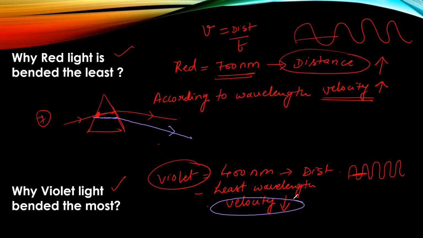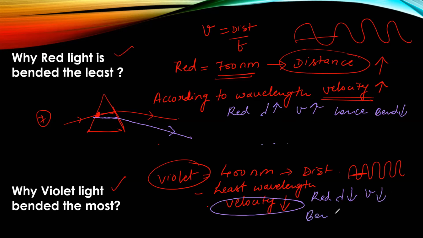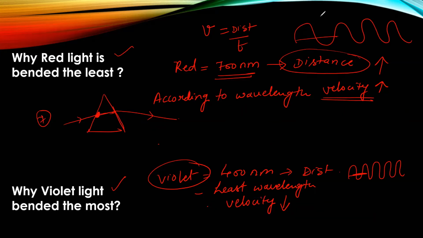You just need to remember, if the question comes, as red light has more wavelength, velocity will be more, hence bending would be less. On the contrary, violet light wavelength is less, hence velocity will also be less, therefore bending will be more. So you can just explain this in 3 to 4 points. Draw a prism, show the dispersion of light through prism. Okay, and give these reasonings, right? I hope things are clear till now.